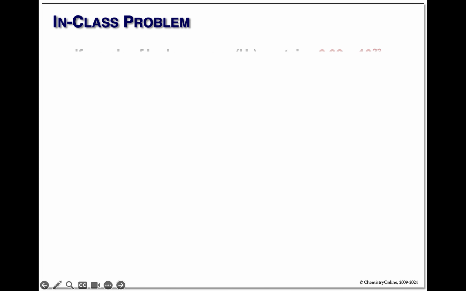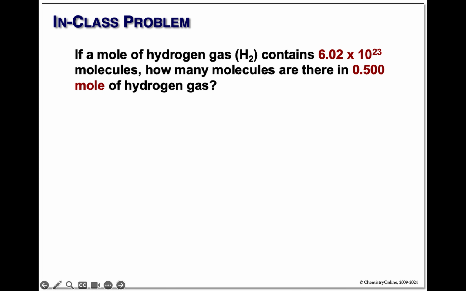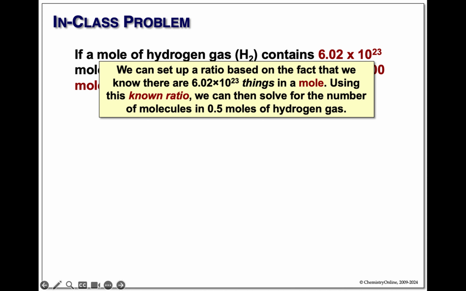We have a mole of hydrogen gas. By definition, it contains 6.02 times 10 to the 23rd hydrogen molecules. How many molecules in half a mole? That's simple, it's just half of it, right? Well, let's do it the long way. Again, 6.02 times 10 to the 23rd things per mole.